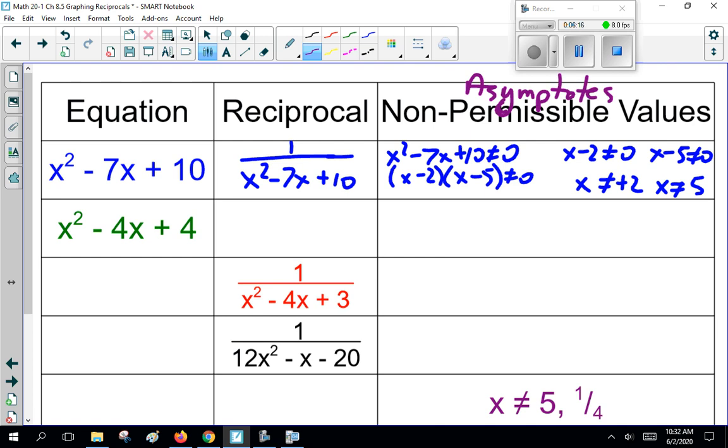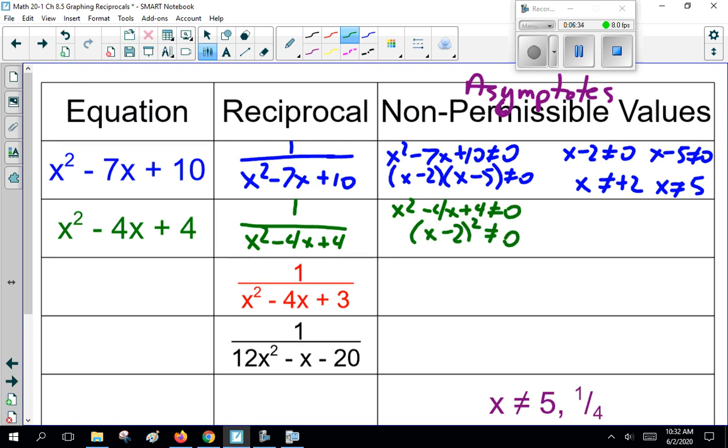To find them, just solve the quadratic. Now, same thing here. x squared minus 4x plus 4, and the reciprocal is 1 over x squared minus 4x plus 4. And x squared minus 4x plus 4 cannot equal 0. I believe that's x minus 2 squared cannot equal 0. Take the square root of both sides. x minus 2 cannot equal 0. x cannot equal 2.